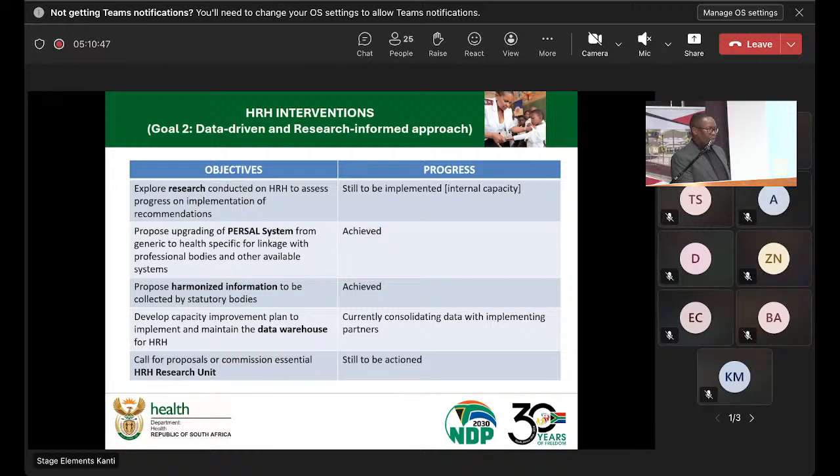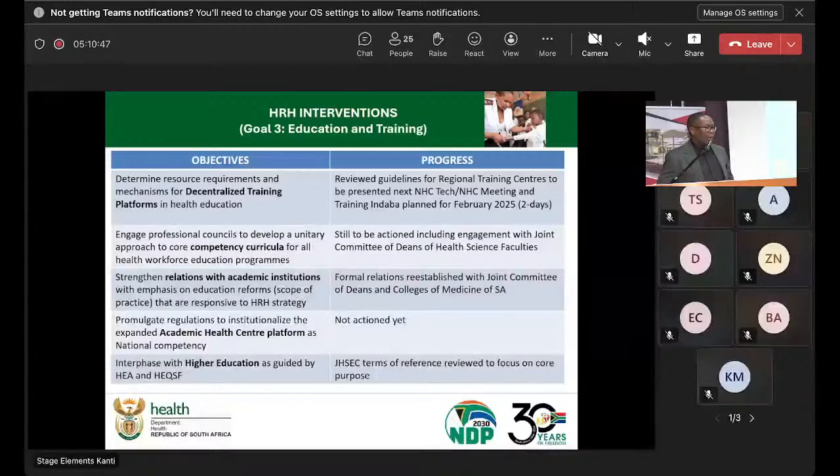Like we have said on the first one, the issue of research unit, we still have to action that one. Education and training: determine resource requirements and mechanisms for decentralized training platforms in the health space. We have reviewed the guidelines of the regional training centers that will be presented at the National Health Council Tech as well as the NHC. We can confirm that last week we had a 2-day session with all the provincial regional training center managers. So there is work that is moving in that space.